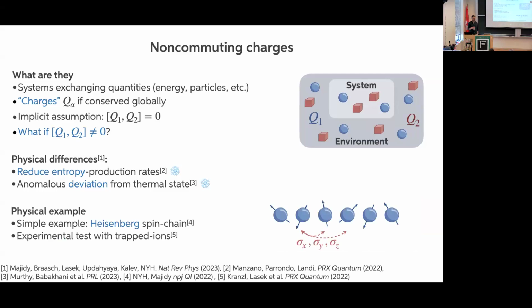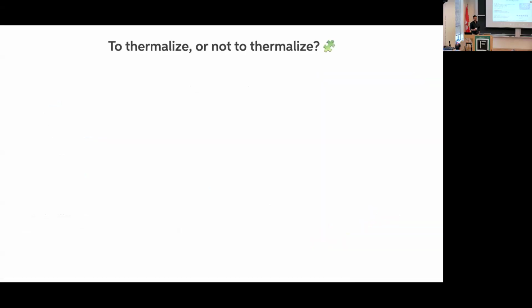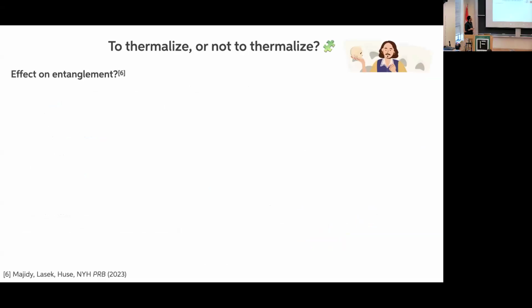An initial experimental testing of non-commuting charge physics has begun. This is an experimental work that was done in Rainer Blatt and Christian Roos's group, looking at the thermalization of systems with non-commuting charges. So these are some reasons why we think non-commuting charges hinder thermalization. What really makes this story interesting is that there are also results suggesting non-commuting charges may promote thermalization. So, to thermalize or not.